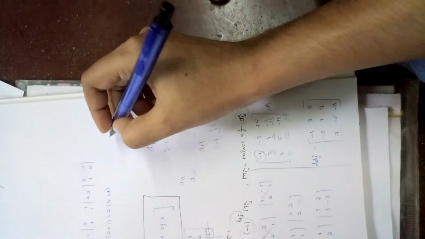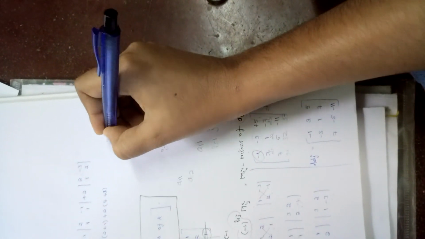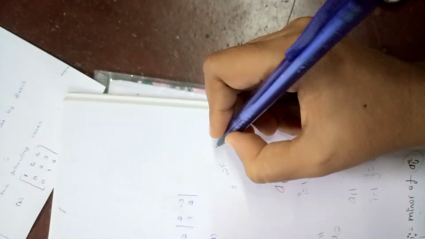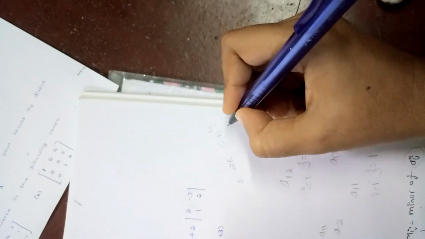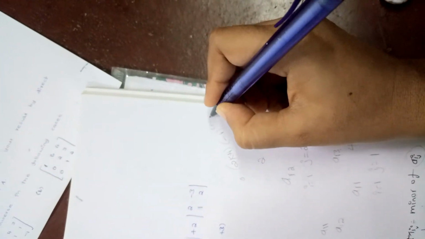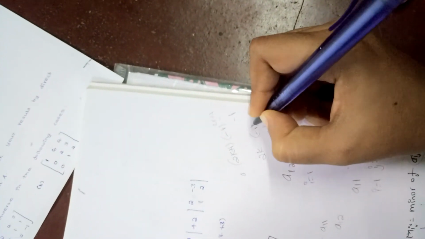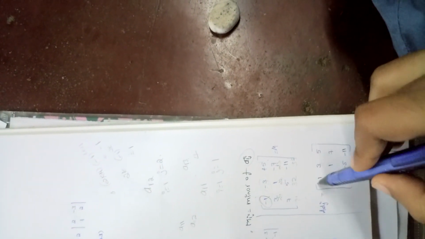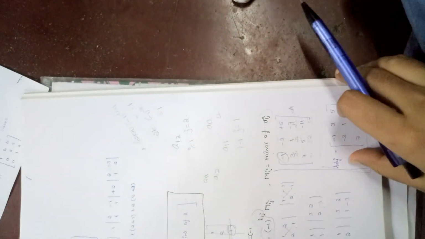Now for odd numbers, we get minus 1 power 2k plus 1 is equal to minus 1, and for even numbers minus 1 power 2k is equal to 1. So when the sum is an even number, write the number as it is. When the sum is an odd number, multiply that position by minus 1. So now this is the adjoint of A.